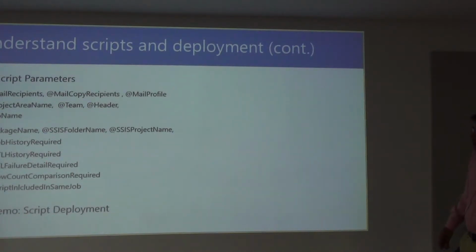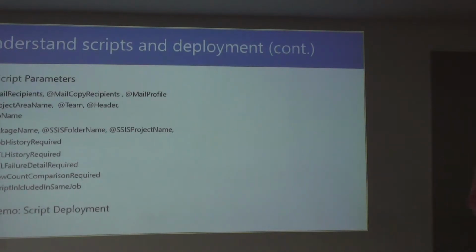Okay. And the last five are the configuration parameters. So the sections which I just showed you in the mail: is job history required, if you want to add the job history section? Is ETL history required, which package executed? Is ETL failure detail required, so if the ETL failed, what all information you want? Is row count comparison, the TFT summary, how many data flows happened, that information. And the last one is script included in the same job. If you are including this script in the same job for which you want to get the result, you need to set the bit to 1.